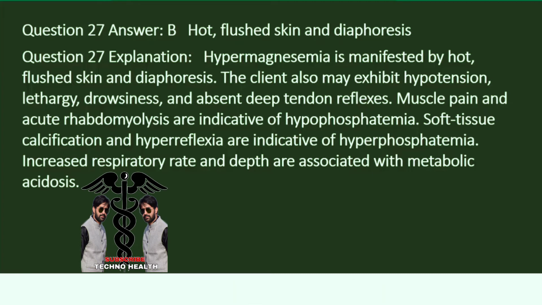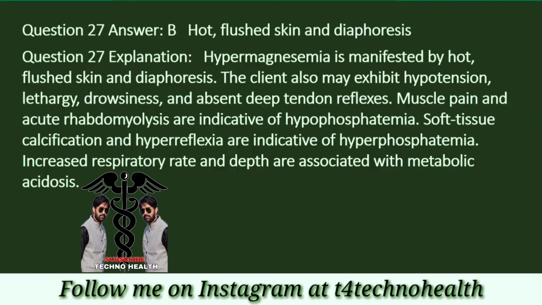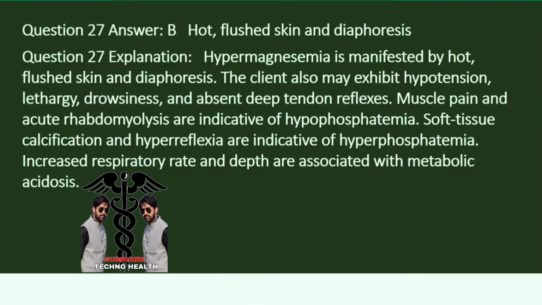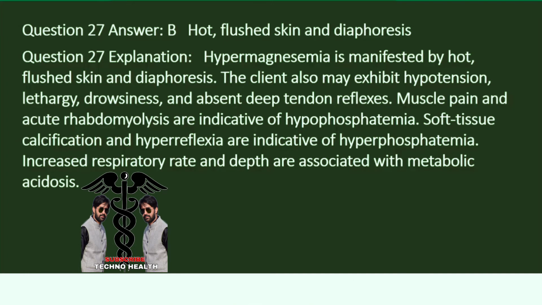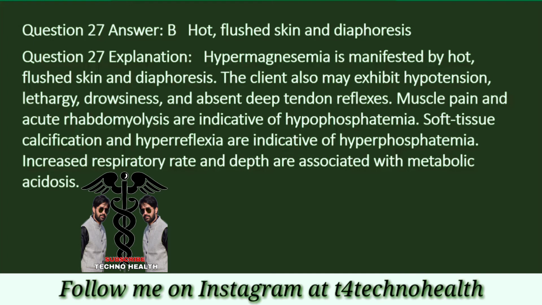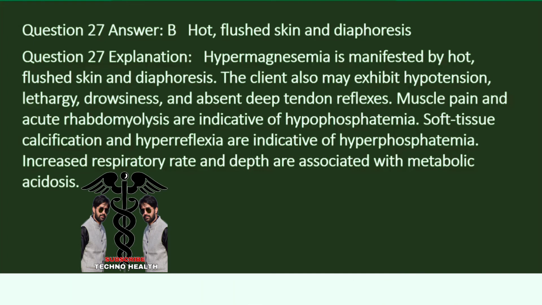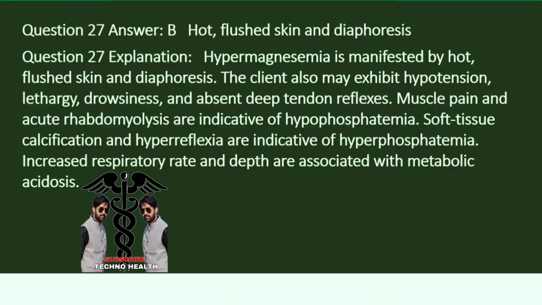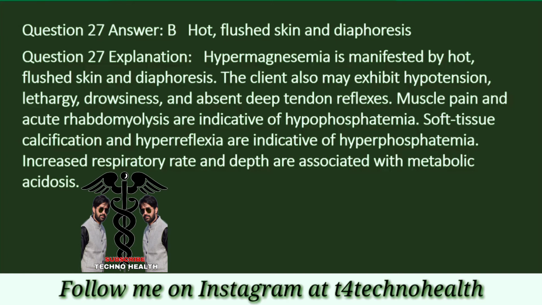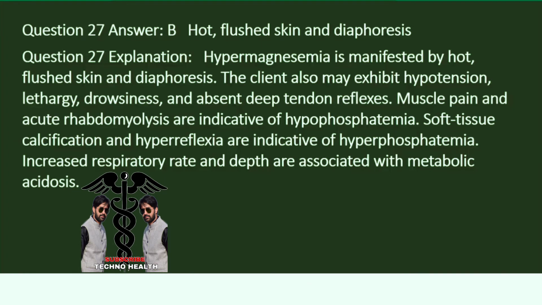Question 27. Explanation: hyperkalemia is manifested by hot, flushed skin and diaphoresis. The client also may exhibit hypotension, lethargy, drowsiness, and absent deep tendon reflexes. Muscle pain and acute rhabdomyolysis are indicative of hypophosphatemia. Soft tissue calcification and hyperkalemia are indicative of hyperphosphatemia. Increased respiratory rate and depth are associated with metabolic acidosis.